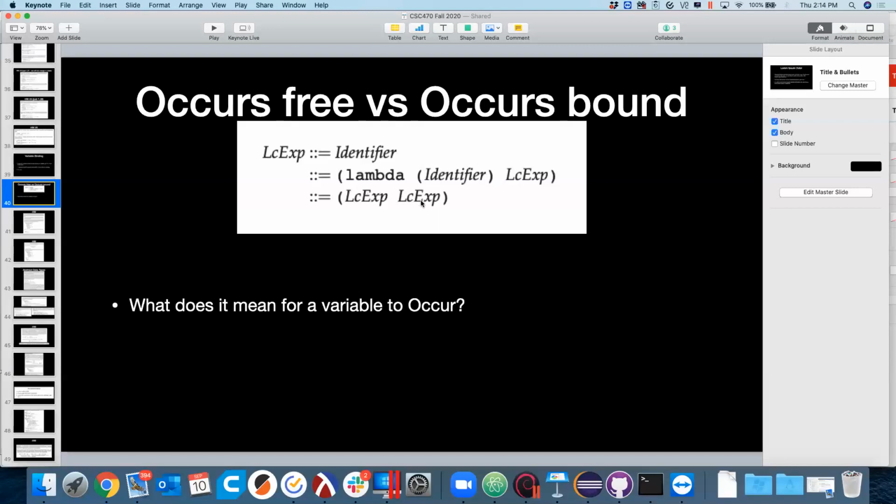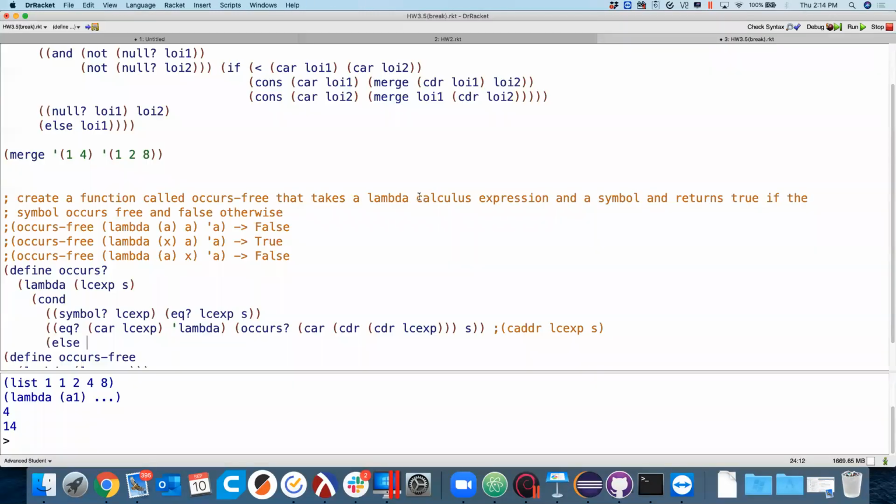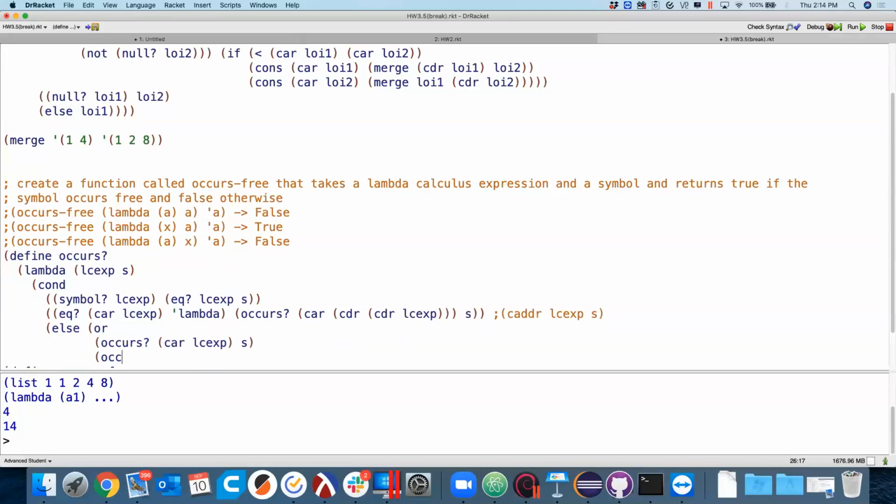Here or here? Either one. So that's an or, right? How do I get this guy? The car of the cooter, right? The car of the cooter. So else or occurs car lambda calculus expression and S. And I'll go ahead and kick this down the line. Or occurs cadder lambda calculus expression and S.